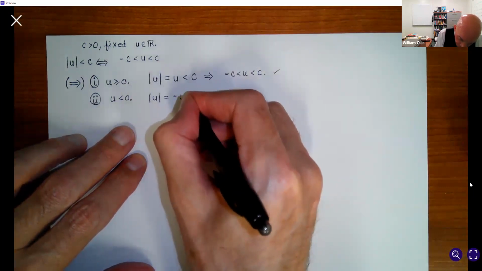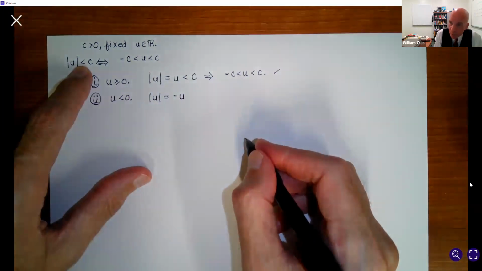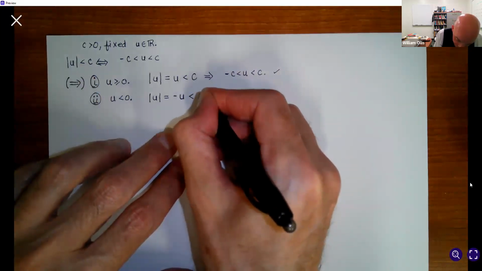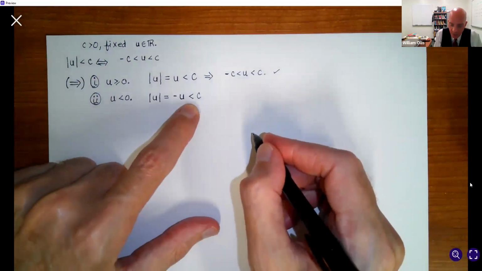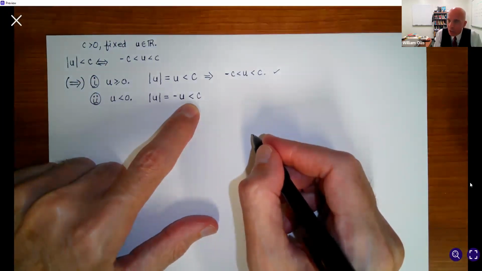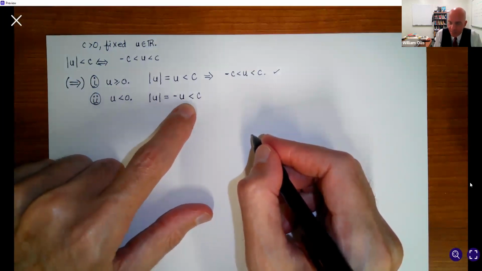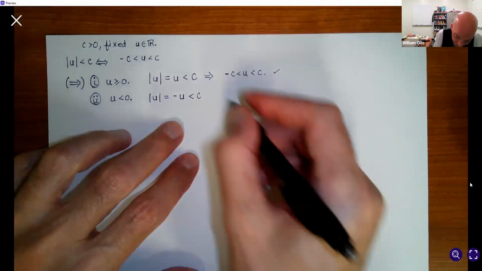Additive inverse. But now, of course, the absolute value of U is less than C. But now we need an expression for U, so we get to use our result that we learned for the inequalities. That is, we want to isolate the U, so we're going to have to multiply both sides of the inequality by -1.